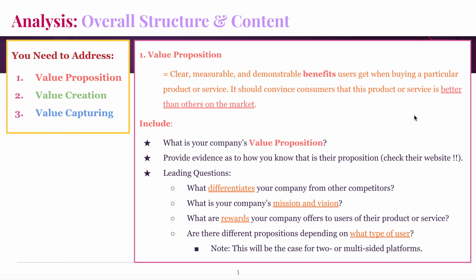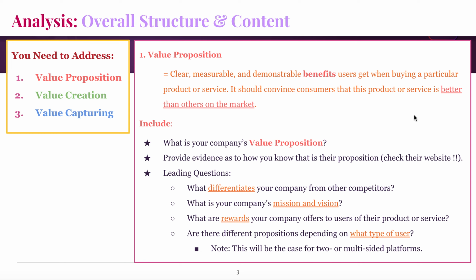For your value proposition section, make sure you include what your company's value proposition is, with evidence that it is what their proposition is. Check their website, I would recommend. Some leading questions to help you get started with brainstorming what you're going to write about in this part: what differentiates your company from other competitors? Because part of the value proposition is showing why this specific product or service is better than others on the market. So what differentiates your company?